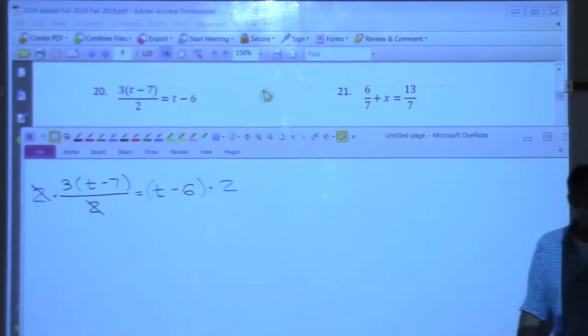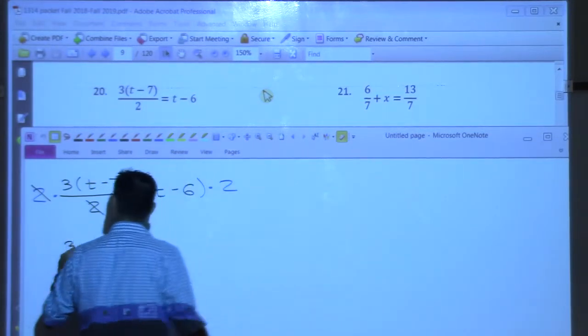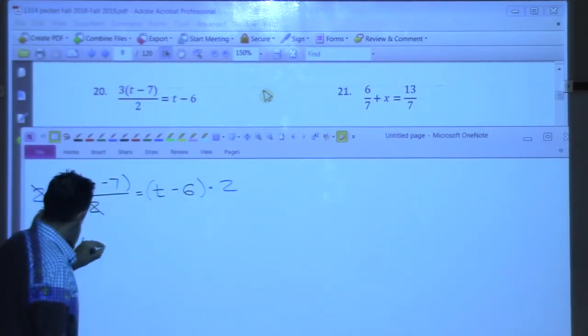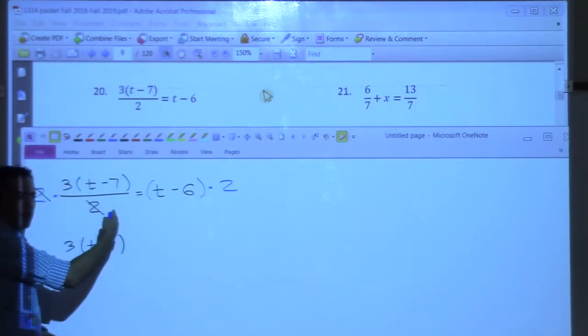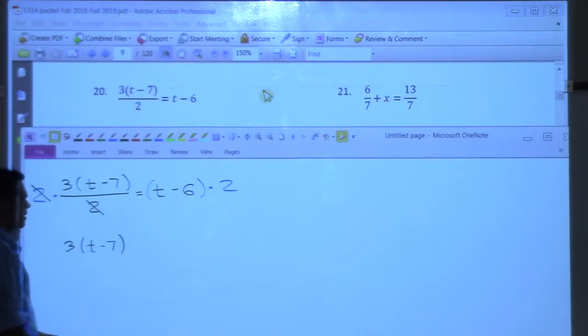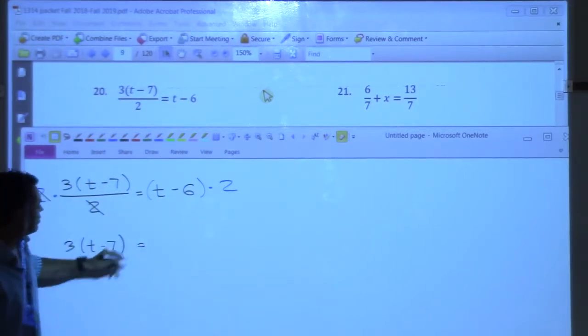So what is left on the left-hand side? 3 parentheses t minus 7. Okay, 3 times t minus 7. I forgot to ask if this was a linear equation in one unknown, but it is, right? Okay. 3 times t minus 7. And then over here, go ahead and distribute. What do you get there?